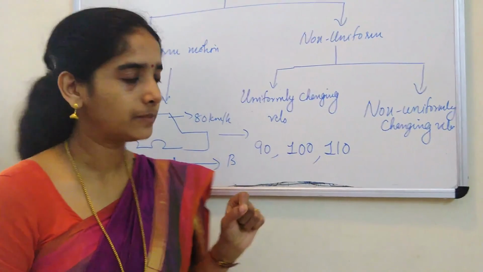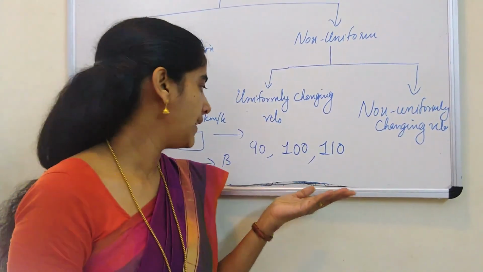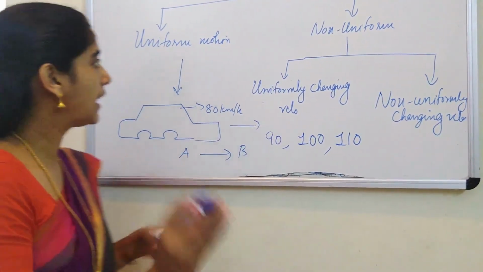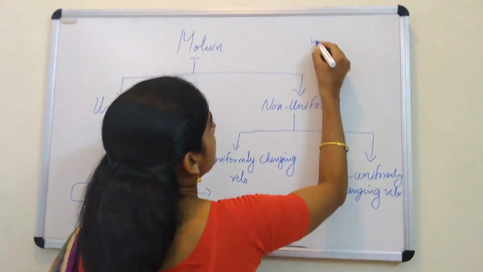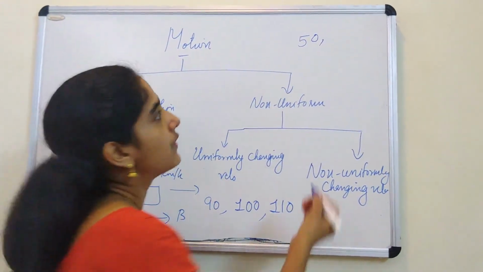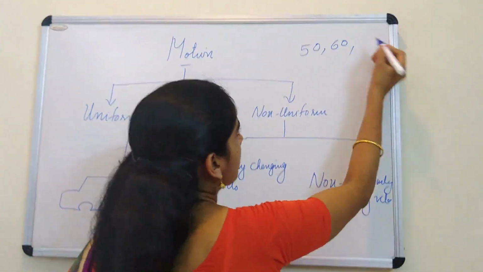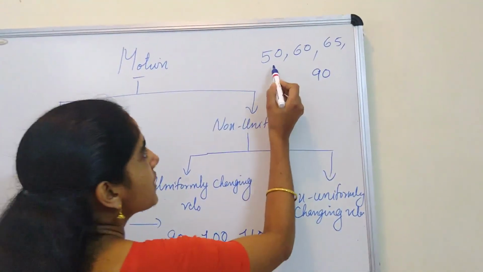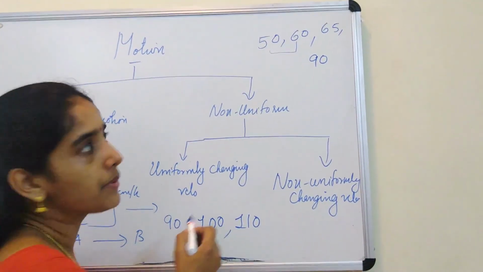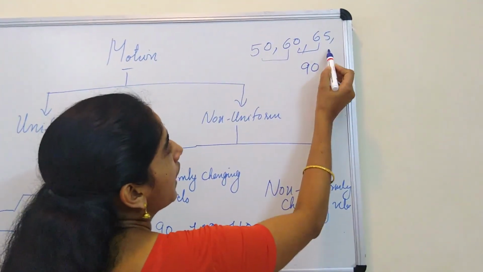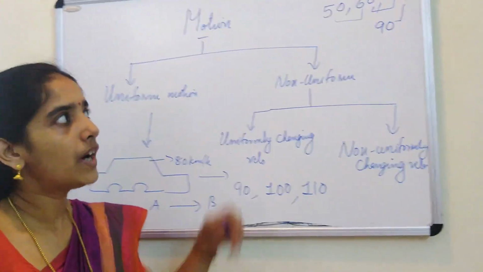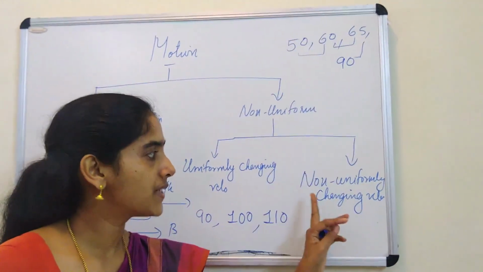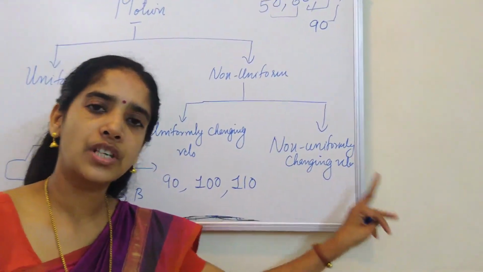Now, let us see another situation. Suppose a vehicle is traveling from A to B such that its velocity is varying continuously, but varying like this. First, suppose the velocity was 50, then in 1 minute the velocity becomes 60, next 1 minute becomes 65, next 1 minute it becomes 90. So let us have a look at this change. What is the change in velocity in unit time here? 10. Here it is a 5 and here it is a 25. So what can you say about this change? Change is not uniform. So such motions are called non-uniformly changing velocity.